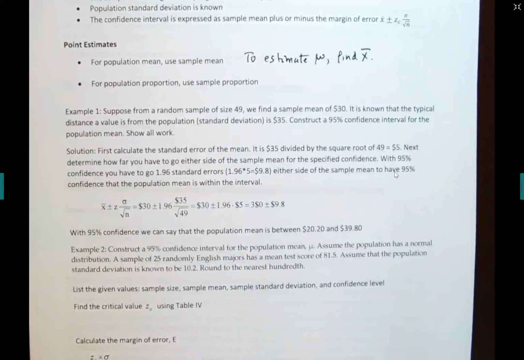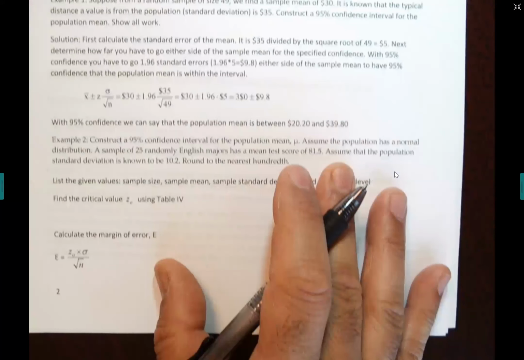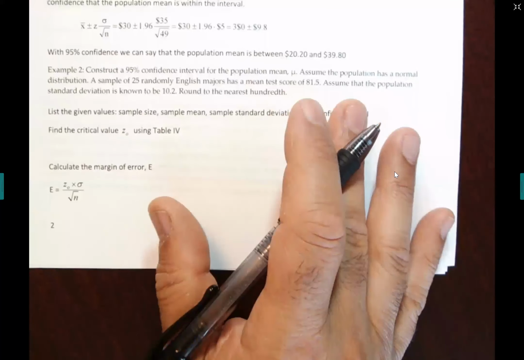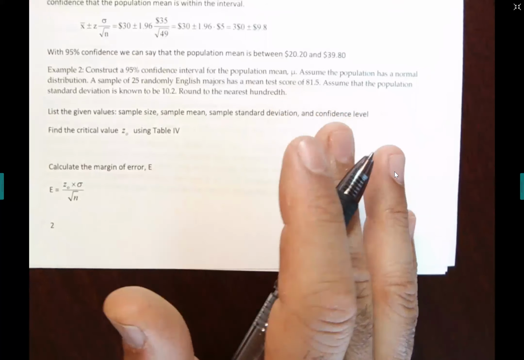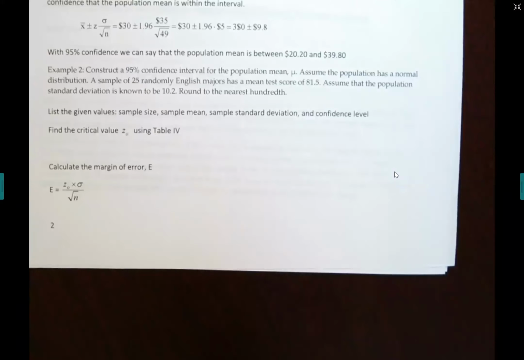And I'm going to show you how to construct a confidence interval. I will begin with example 2, guys, before example 1, because in example 2, I put steps there so I can walk you through the steps as I do this. Okay. Construct a 95% confidence interval for the population mean. Assume that the population has a normal distribution. A sample of 25 randomly selected English majors. So n is 25, guys.